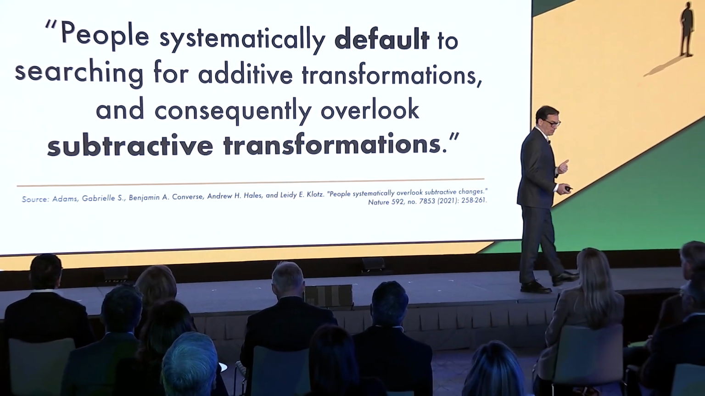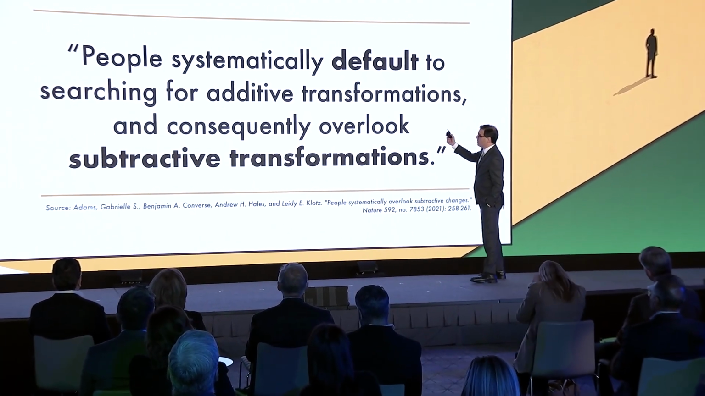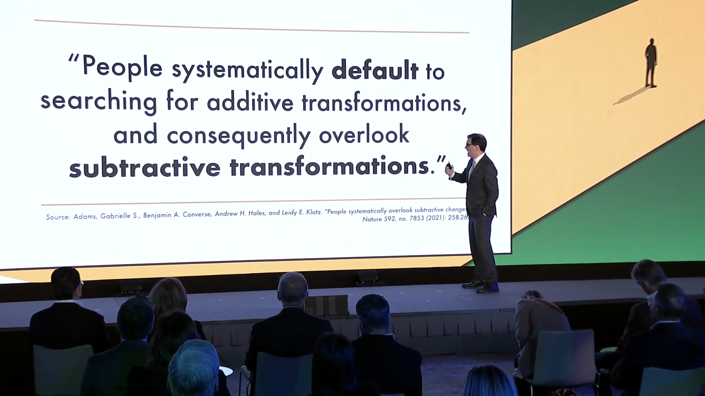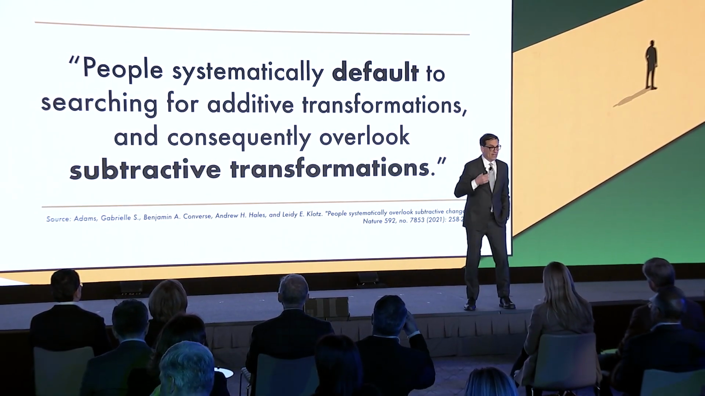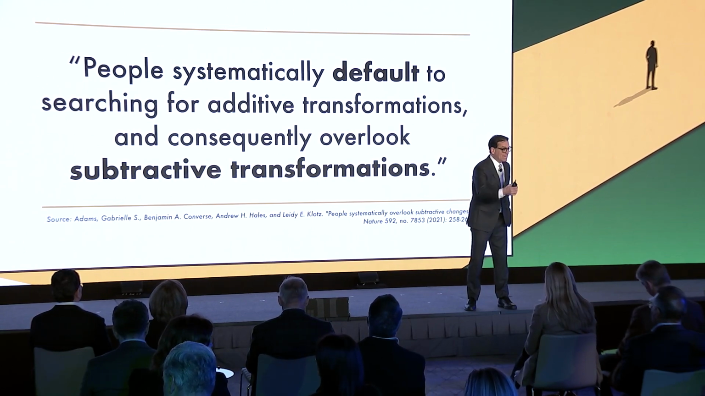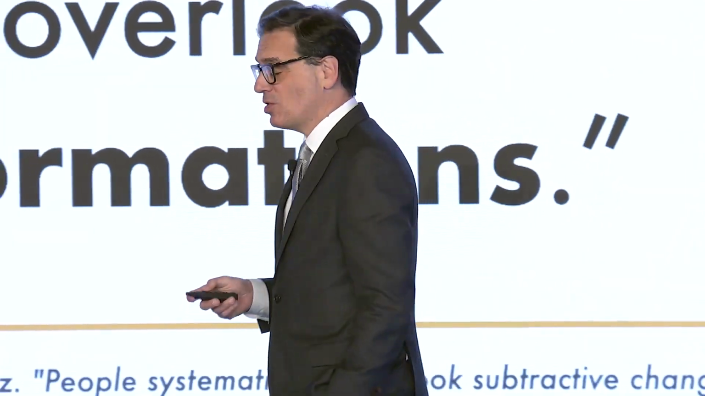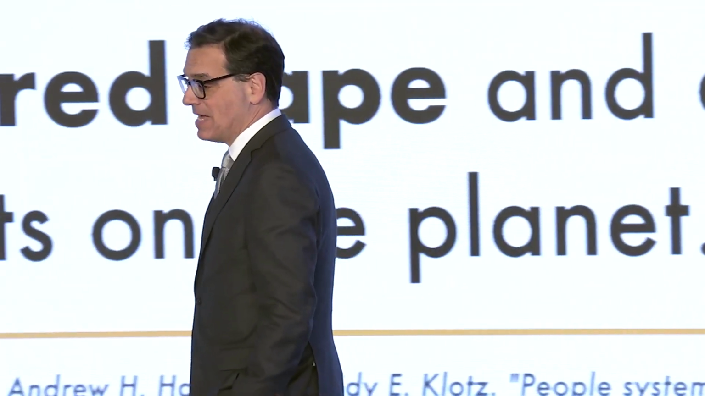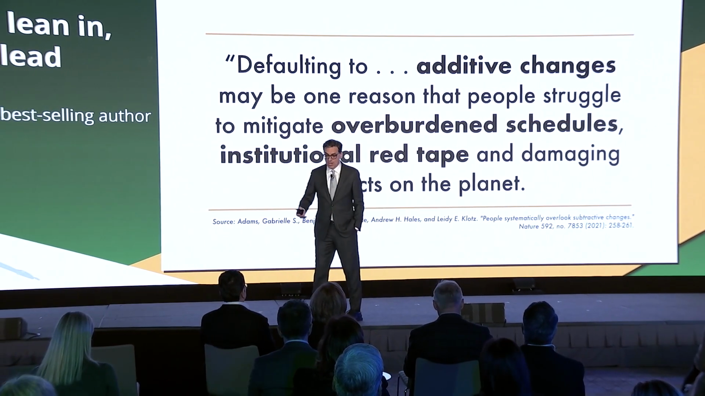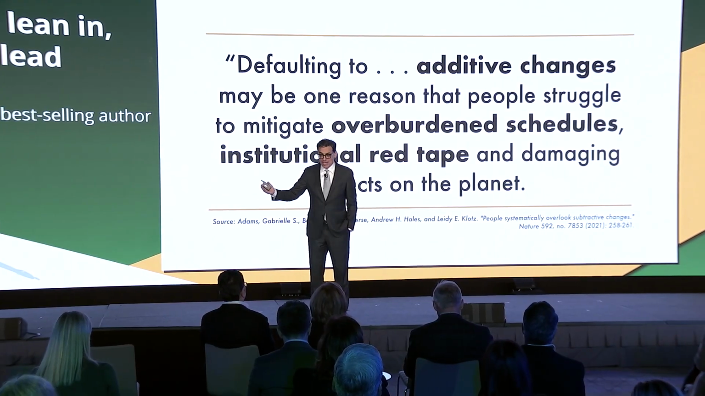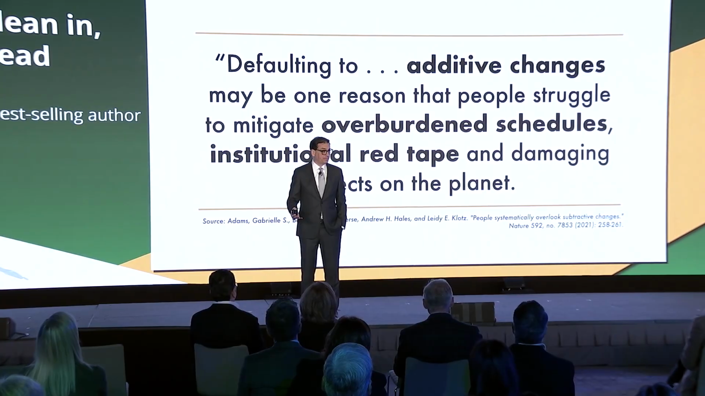This is what they say from this paper. I have all the sites here if you want to take a look at them. People systematically default to searching for additive transformations and consequently overlook subtractive transformations. Our instinct is to add, but we forget there's another button on that calculator. And this causes us all manner of problems. Here's what they say. Defaulting to additive changes may be one reason that people struggle to mitigate overburdened schedules, institutional red tape, and damaging effects on the planet.